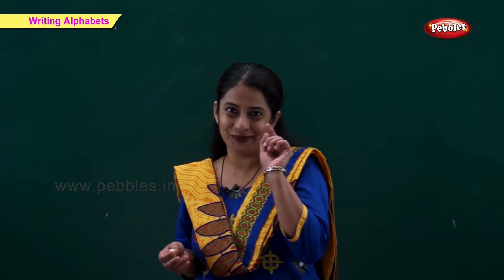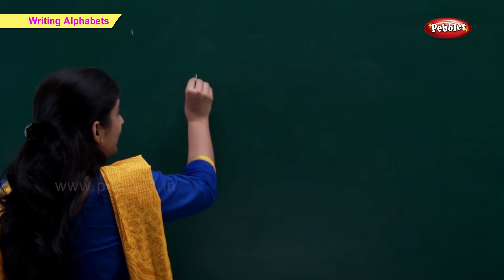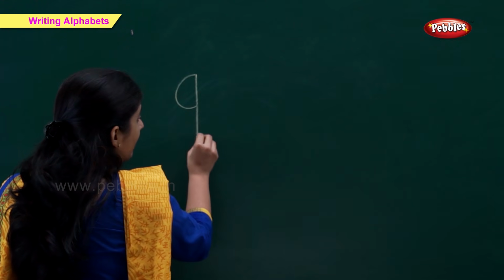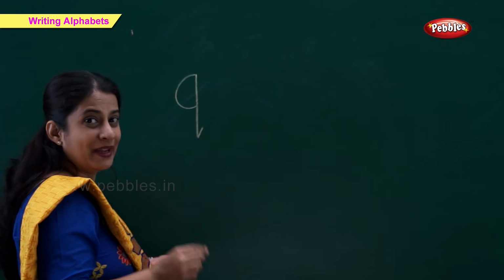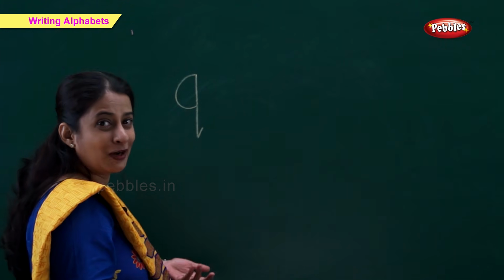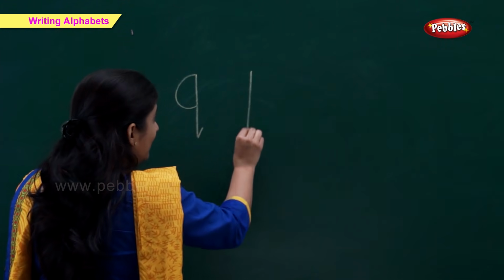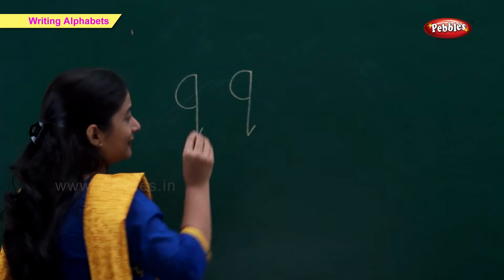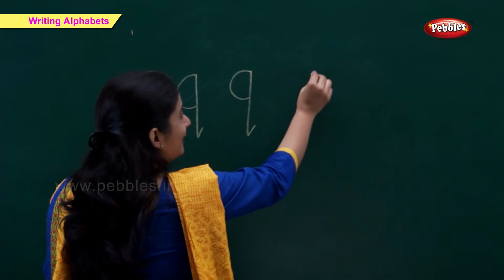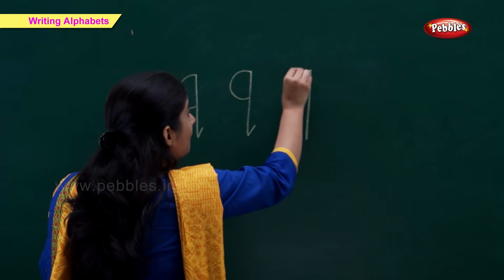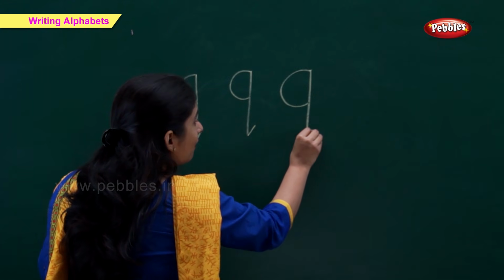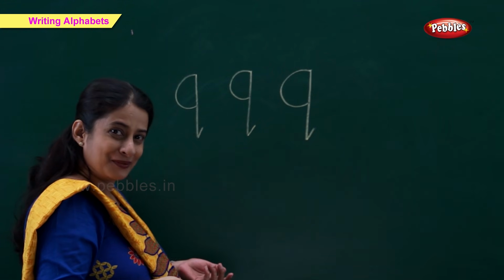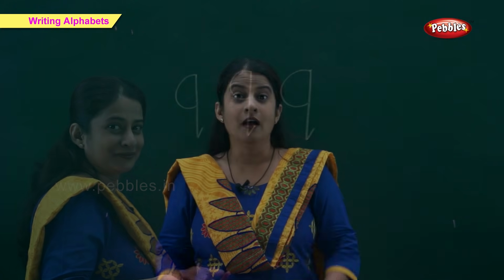Now we are going to write Q. A small q. Standing line with a curve and a small cross line makes Q. Small q. Standing line with a curve and a small cross line makes Q. Again, standing line with a curve and a small cross line makes Q. Small q.